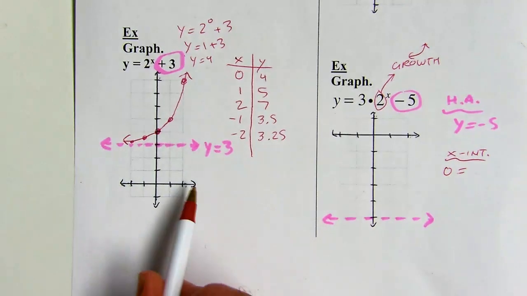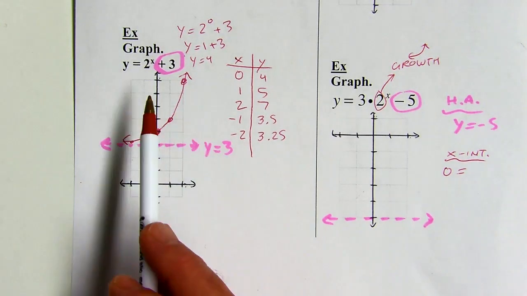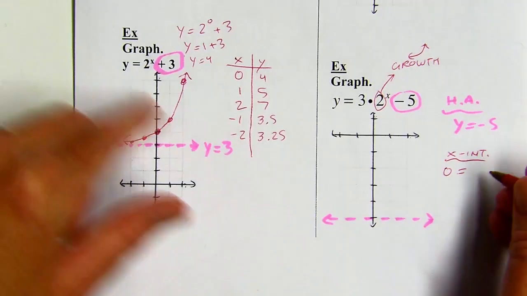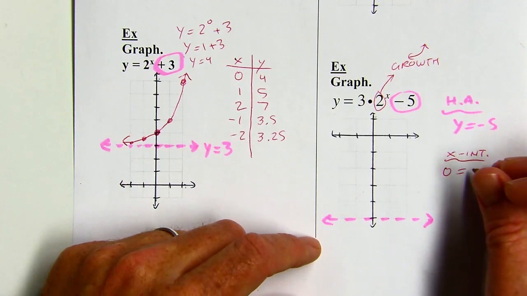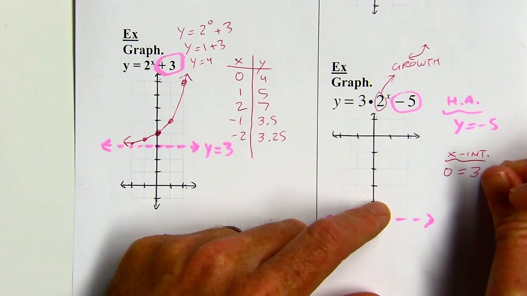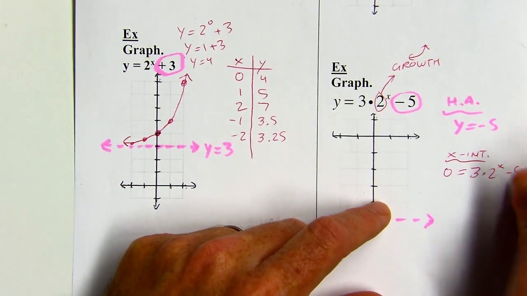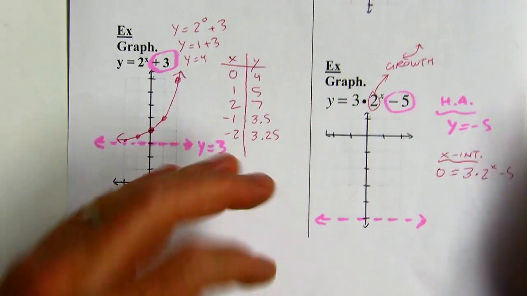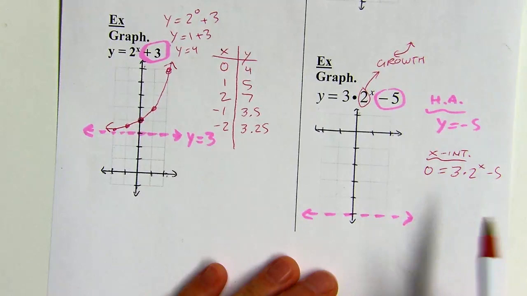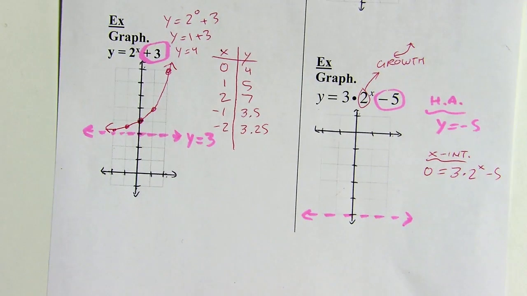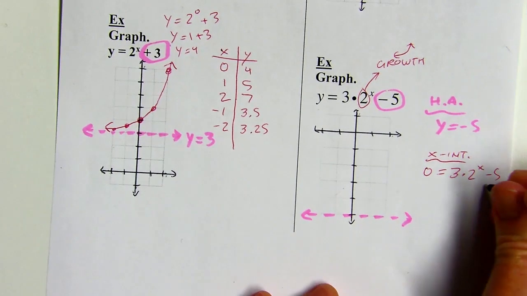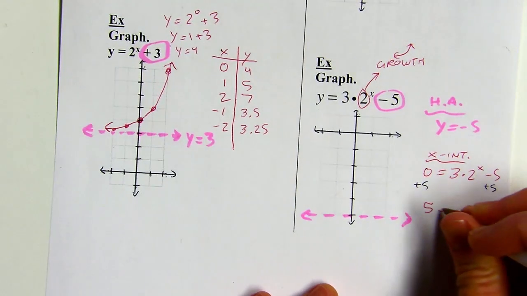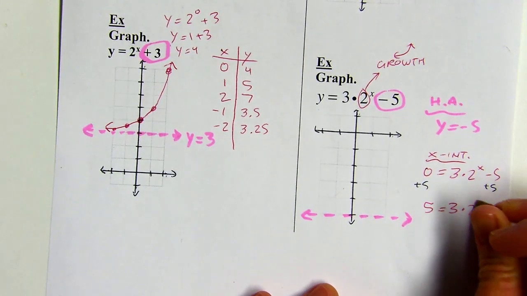If you try to find the x-intercept on the other graph, it's going to be undefined if you do it algebraically. So I've got 0 equals 3 times 2 to the x minus 5, okay? And I want to solve this for x, so let's try to get x by itself, and we'll do as much as we can with adding, subtracting, multiplying, and dividing. So first thing you'd want to do is add 5 to both sides. Now I've got 5 equals 3 times 2 to the x, okay?